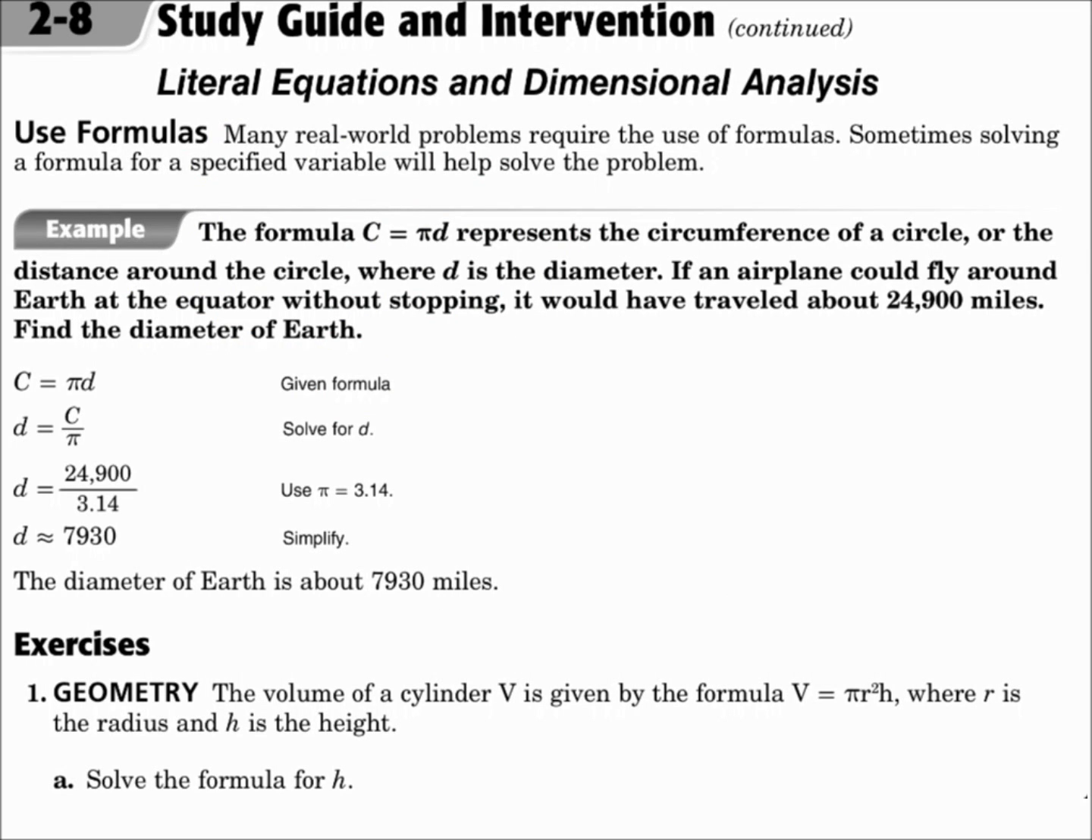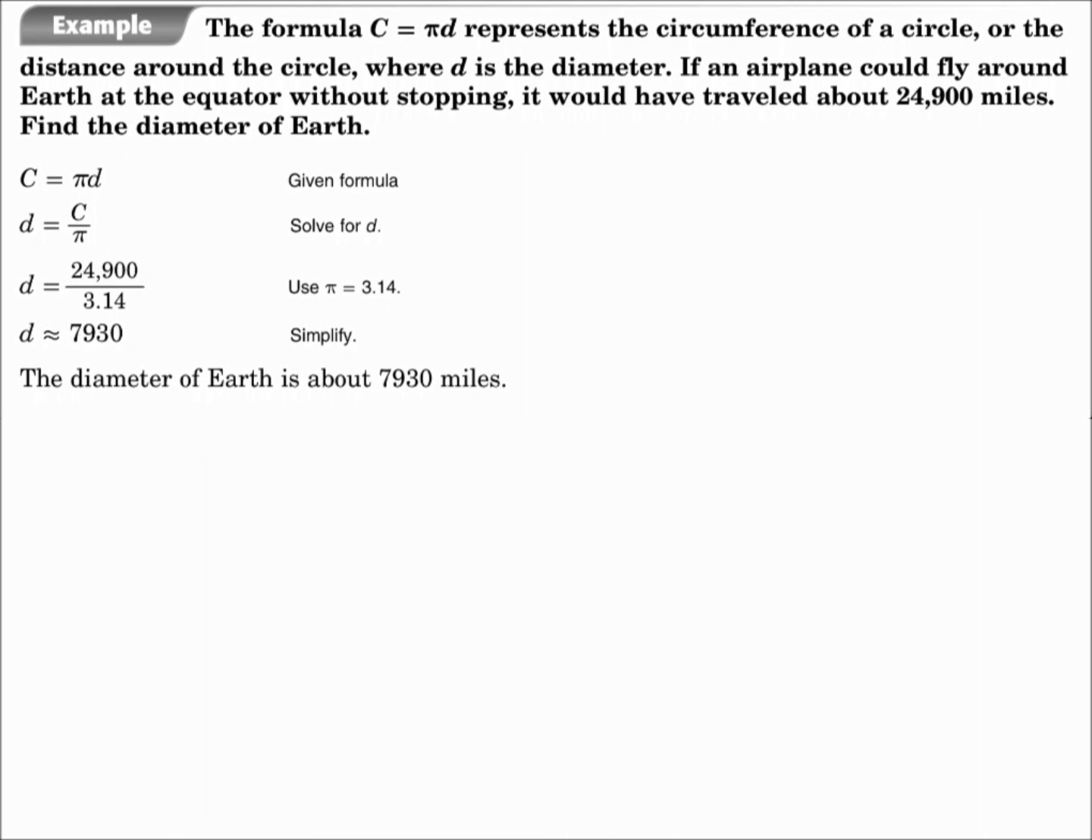Now the whole reason we're making our formulas like this, where we're solving them for other variables, is in case we know everything except that variable. So we shuffle the formula around, solve it for the variable that we don't know, substitute in values for the variables we do know, and we can find an answer to a question a whole lot easier. So consider the formula C equals pi d. That's the circumference of a circle, where d is the diameter and c is the circumference.